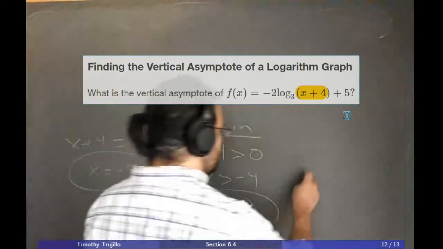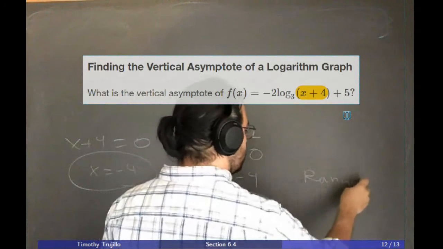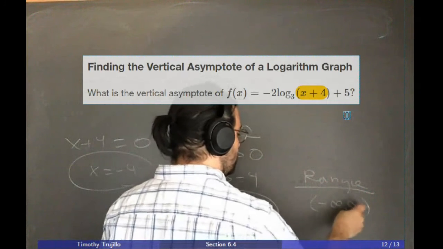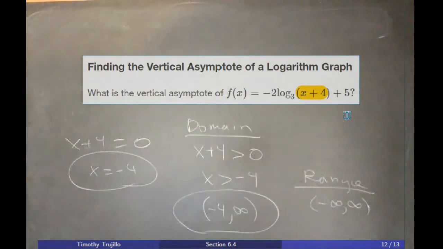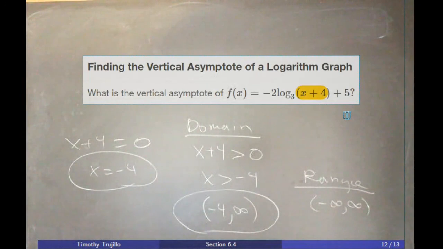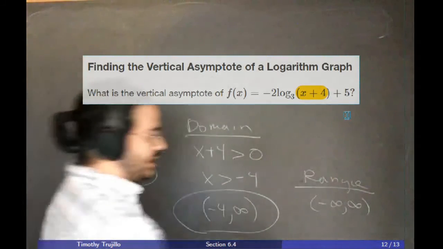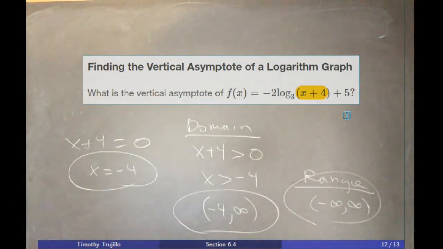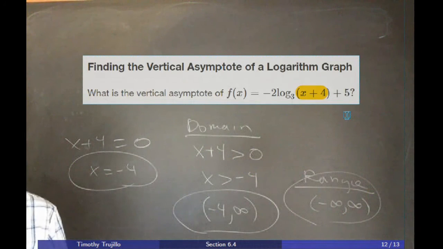And then finally, the range is the easiest one. It's not really influenced by anything when we're moving a logarithmic function around, because the range started out being negative infinity to infinity. So when we move it all around, it stays negative infinity to infinity. Okay, so that's that guy.